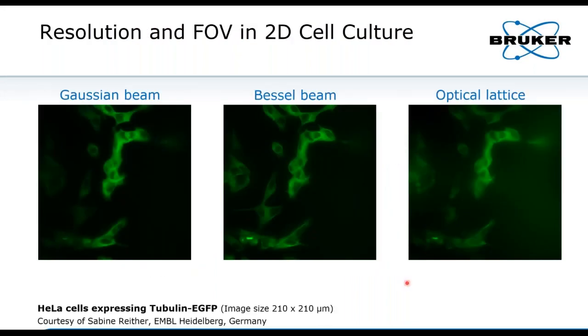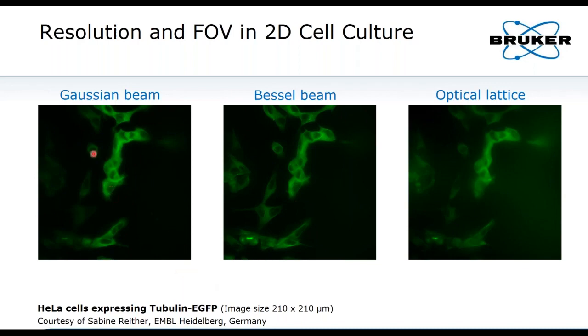As said, you can also use this in a very pragmatic way to get an idea or just decide what's the best solution for your application without having to spend too much time reading all the papers on lattice light sheet microscopy. That's an example of HeLa cells expressing labeled tubulin provided by Sabine Reiter from EMBL in Heidelberg.